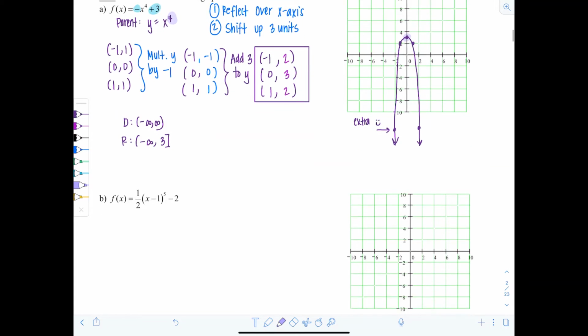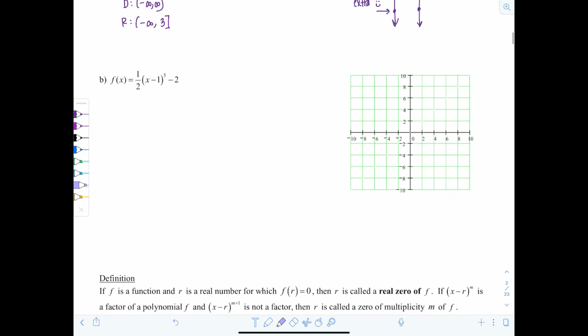All right, nice. Let's look at another example here. This time we have y equals, or f of x equals 1/2 times x minus 1 to the 5th minus 2. So the parent function that I'm going to use is y equals x to the 5th. And since that's odd, I'm going to use the same key points as x cubed. So negative 1, negative 1, 0, 0, and 1, 1. These are the same key points as y equals x cubed.